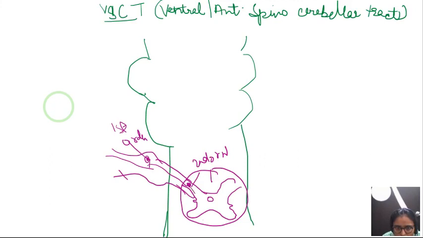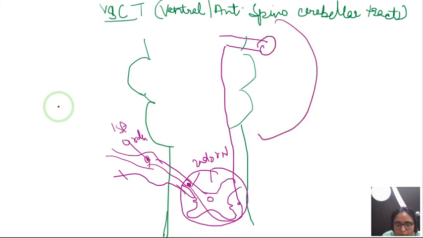Now it crosses and comes in the lateral column. From here it ascends upwards. Fine. And goes to your superior bundle. Which bundle? Your superior cerebellar peduncle. It would be up to here only. Fine.